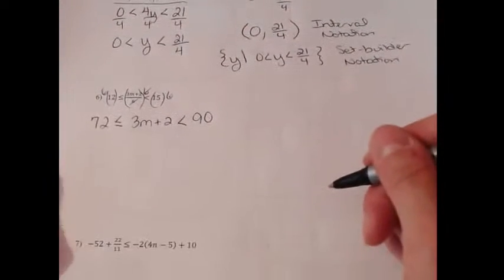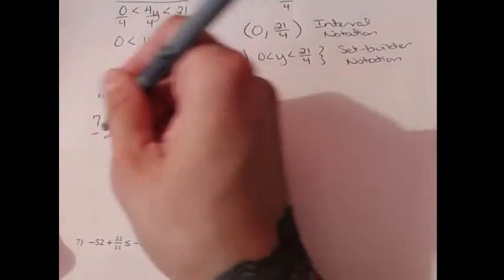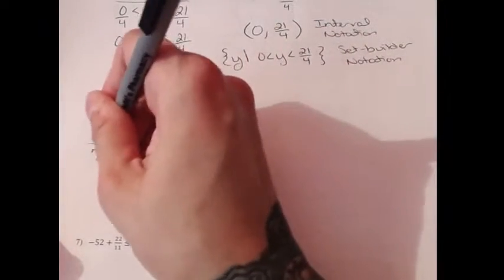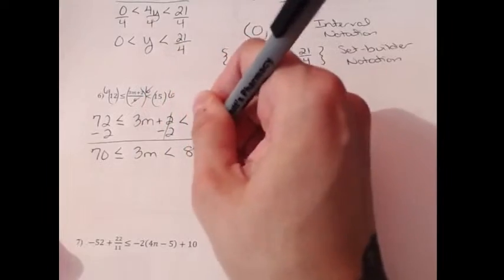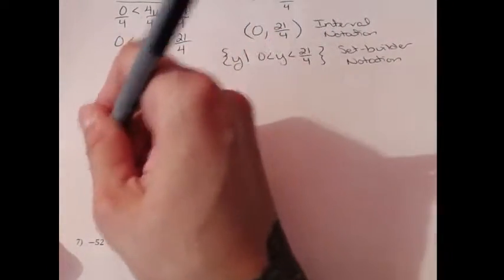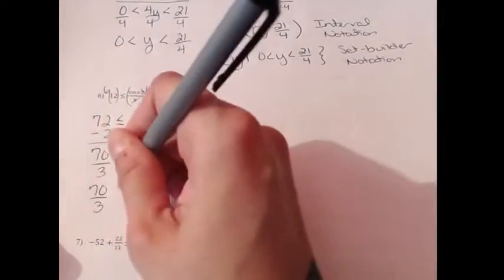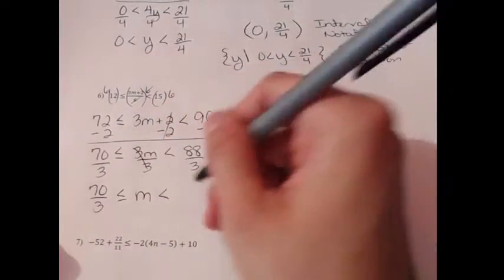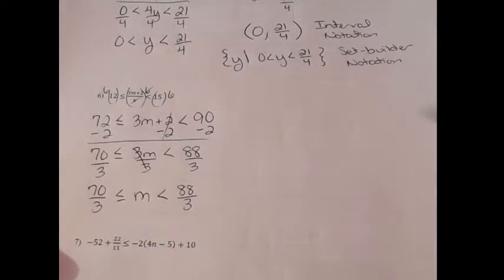The next thing we're going to do is subtract 2. Remember, we're going to do it to each side because we are solving a compound inequality. So that leaves us with 70 is less than or equal to 3m, which is less than 88. Next, I'm going to divide both sides by 3. And I cannot reduce 70 over 3, so I'm going to leave it as such. This becomes m. And then 88 over 3, same thing. I can't reduce it, so I'm going to leave it in fraction form.